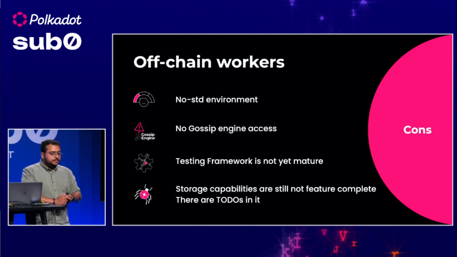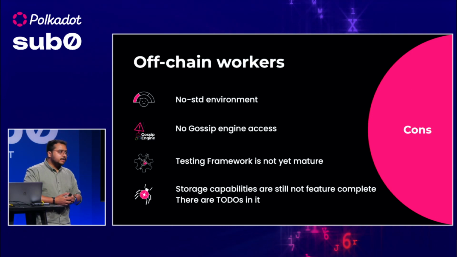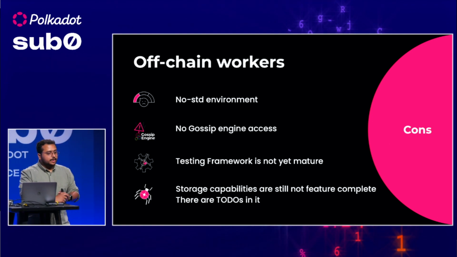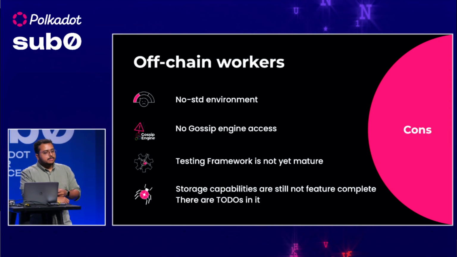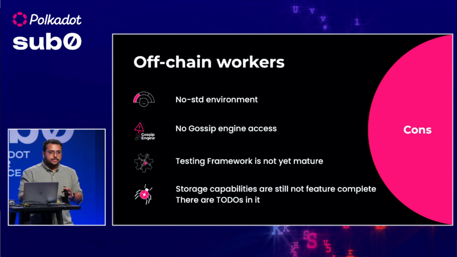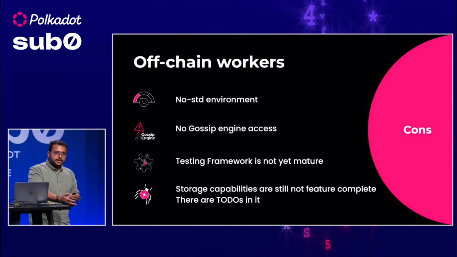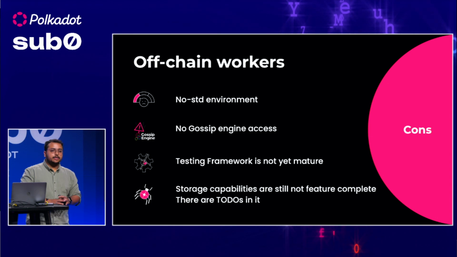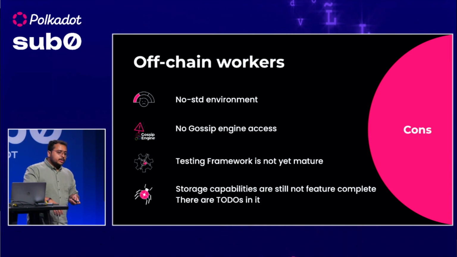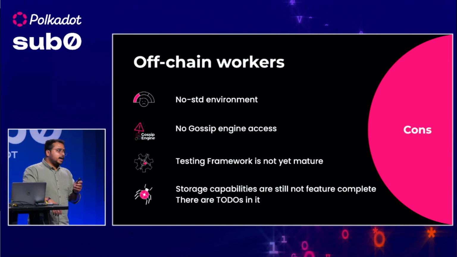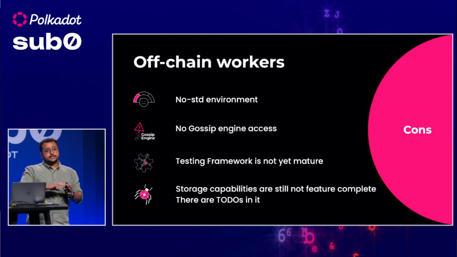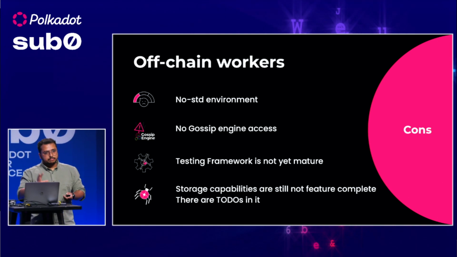And the storage capabilities are also not feature complete. In fact, we found a major bug in one of the storage trees used by Polkadot, and we submitted a PR a few months ago. So these are the main problems with off-chain workers. Because it is relatively less used compared to the runtime, there is not much activity there, and that's why the testing framework and the storage capabilities are not fully tested and not fully mature. So that's something we have to keep in mind. But I would say this is the first iteration that you should try if you cannot do your business logic in the runtime.